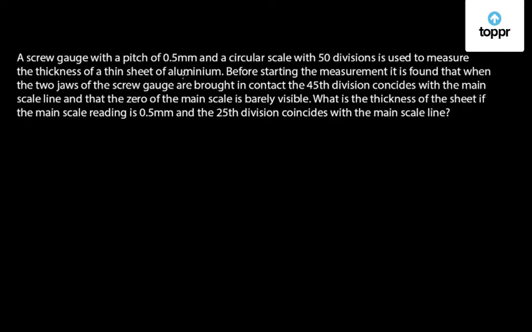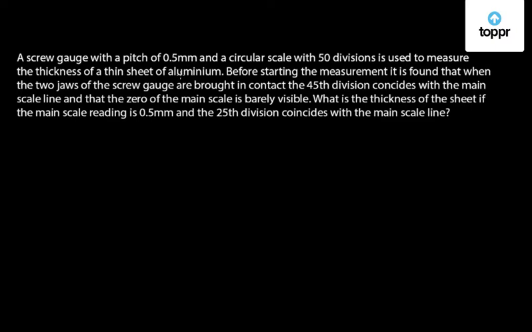Let us discuss a question on measurement and errors which came in JEE Mains 2016. So here's the question. A screw gauge with a pitch of 0.5 mm and a circular scale with 50 divisions is used to measure the thickness of a thin sheet of aluminium.